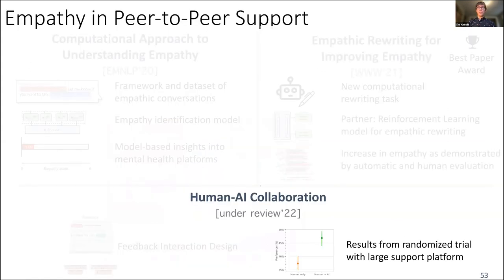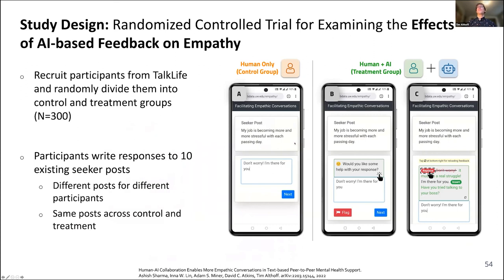So now let me show you the results of our trial. We're basically comparing these treatment and control groups. We recruited 300 peer supporters from the actual TalkLife platform. And of course, randomly divided them. And then we asked them each to write responses to 10 different posts, which took about half an hour in total.